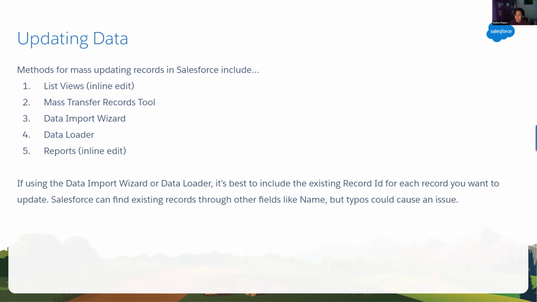With the list views, the key is if you don't have inline edit available, you need to set the record type of the records you're looking at, and that will trigger inline edit availability.